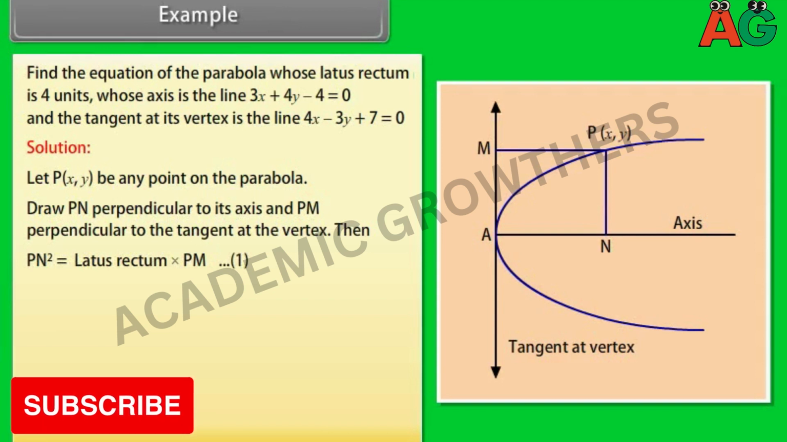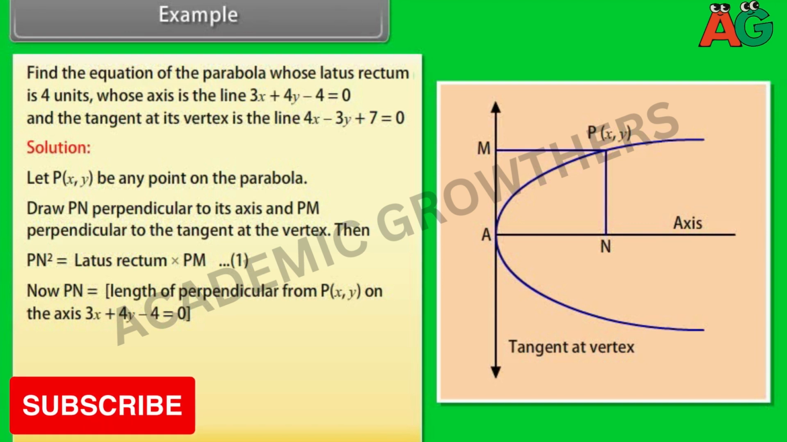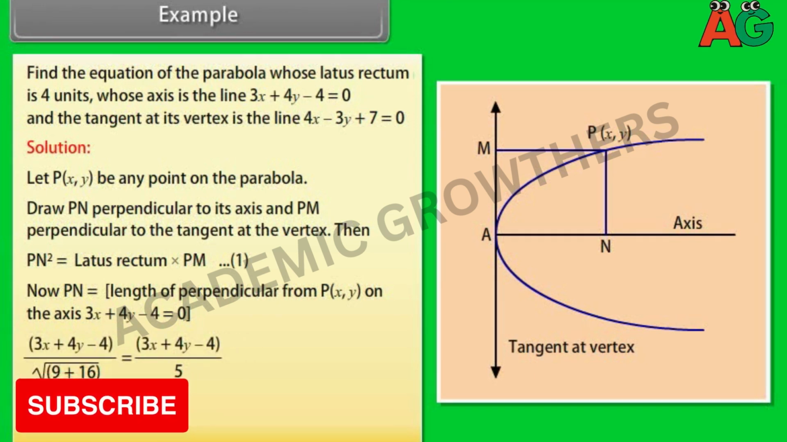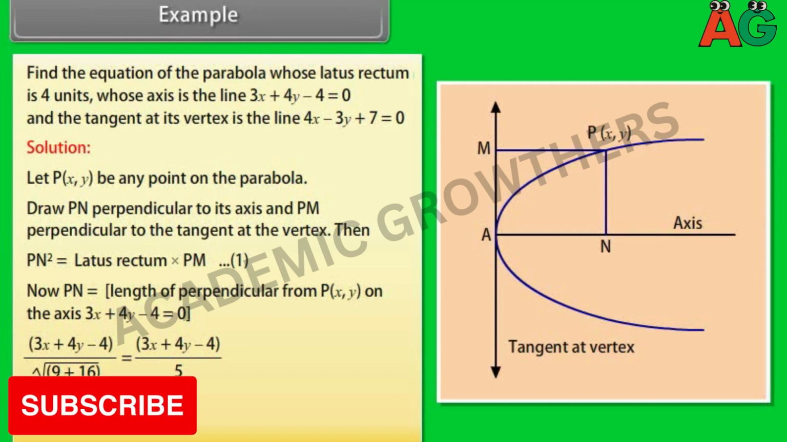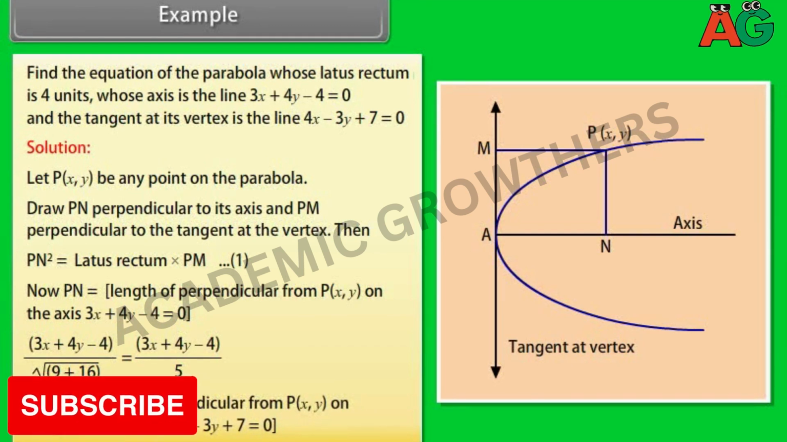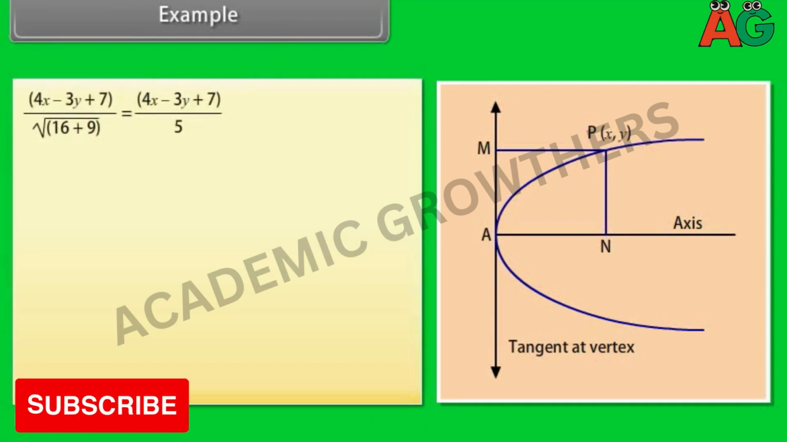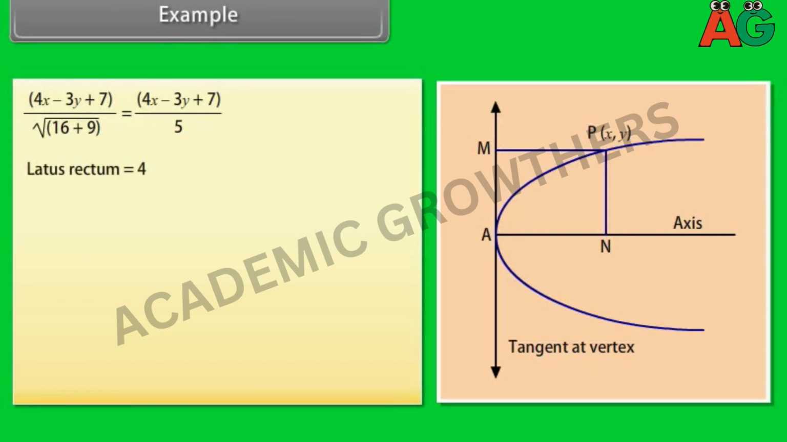That is equation 1. Now, PN is equal to the length of the perpendicular from P(x, y) on the axis 3x plus 4y minus 4 equals 0, which is (3x plus 4y minus 4) upon root of 9 plus 16, equal to (3x plus 4y minus 4) upon 5. PM is equal to the length of the perpendicular from P(x, y) on the tangent at vertex A, 4x minus 3y plus 7 equals 0, which is (4x minus 3y plus 7) upon root of 16 plus 9, equal to (4x minus 3y plus 7) upon 5. Latus rectum is equal to 4.